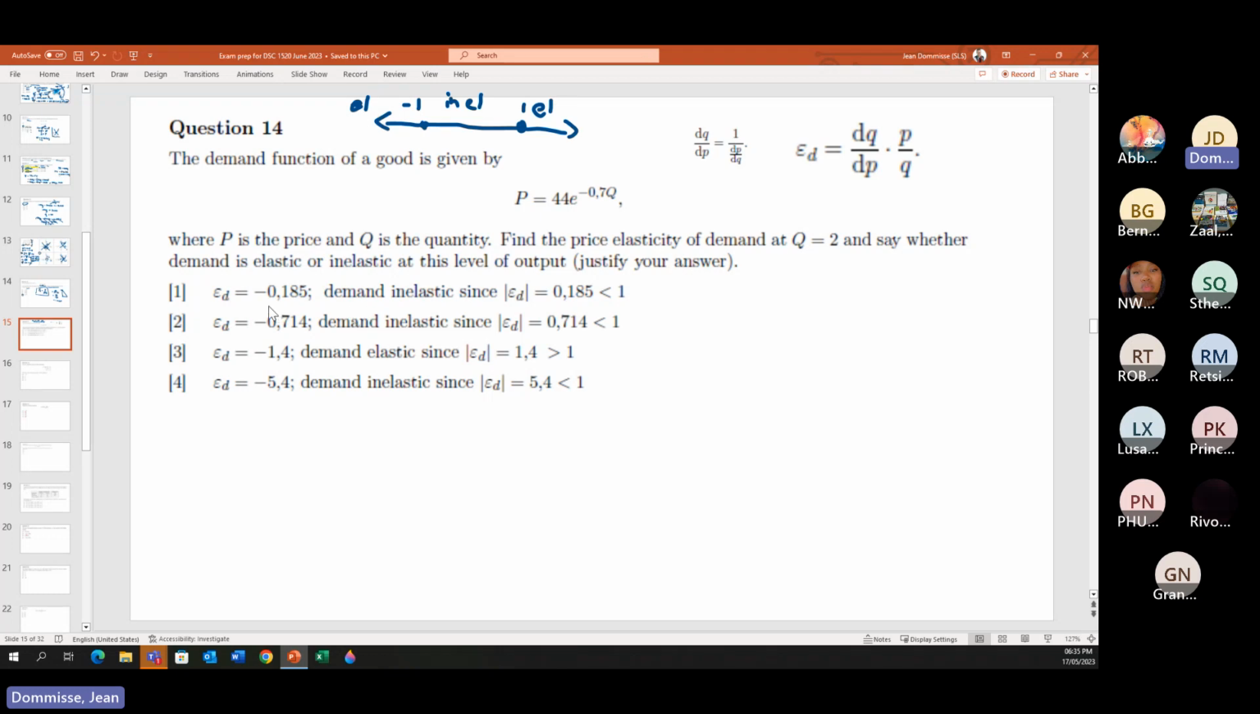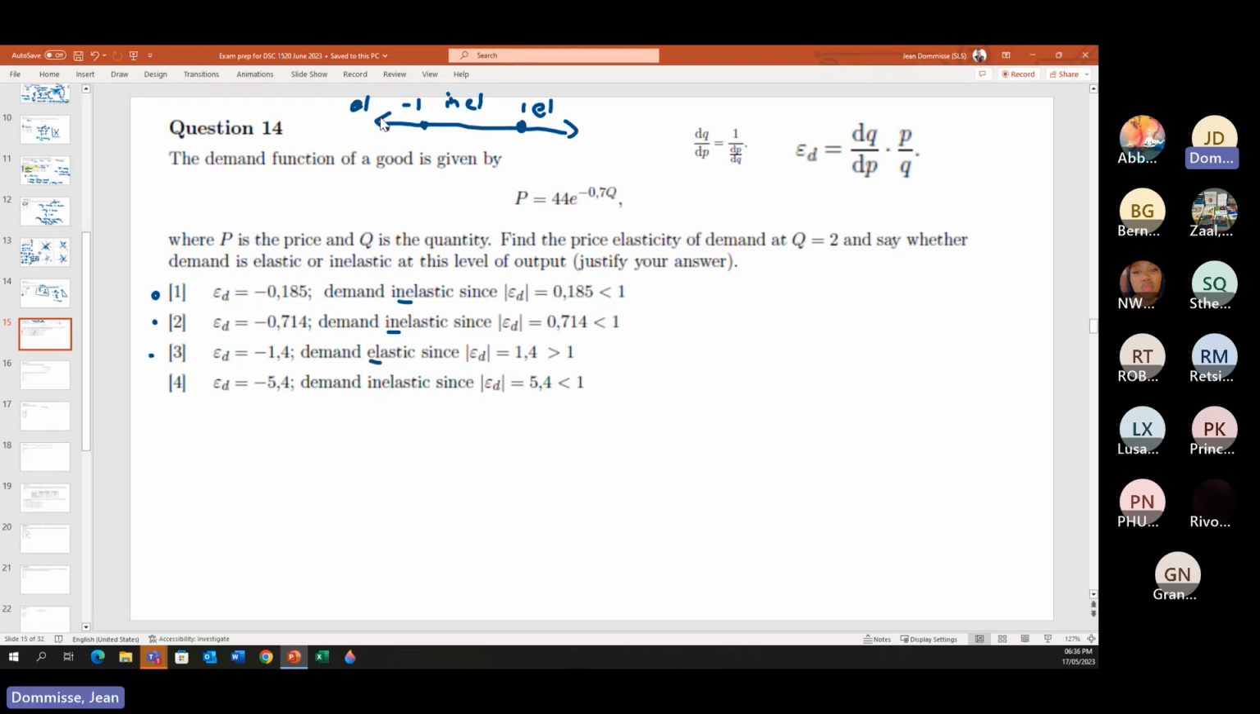So let's just, okay, minus 0.185, so it will be between those two, so it will be inelastic, so that can be an option. Minus 0.714, it's between those two, so it needs to be inelastic. Okay, so it can be that one. Minus 1.4, okay, it is elastic. Okay, so this is not going to help me at all.